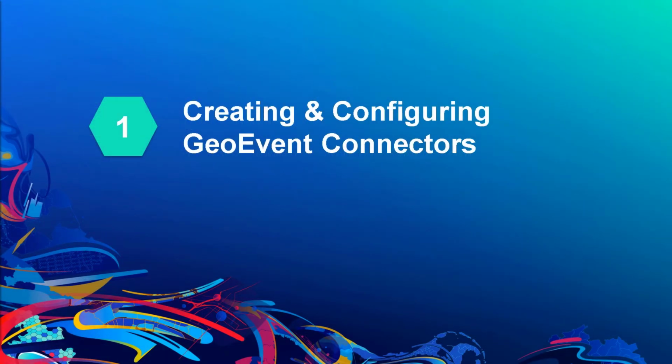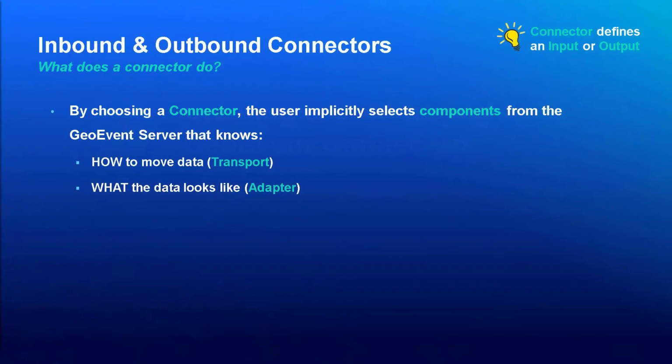The first thing we're going to talk about is configuring connectors, which can be done without any custom coding. Functionally, when a user selects an input or an output, they implicitly select the component inside GeoEvent Server that knows how to receive and send data. We call that component a transport. And the component that knows what the data looks like, which we call an adapter. The adapter can convert raw data to and from GeoEvents. A connector is the unique combination of one transport and one adapter.